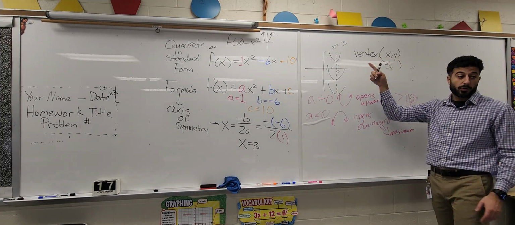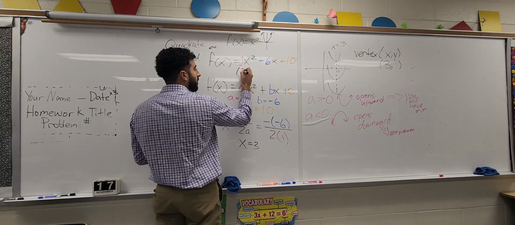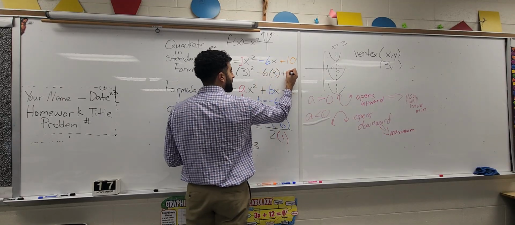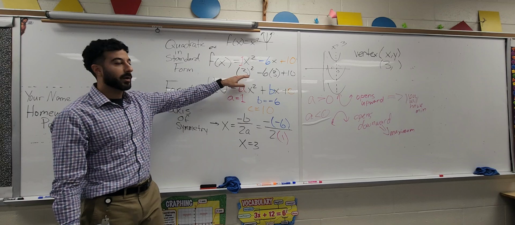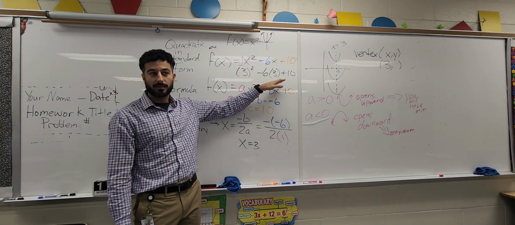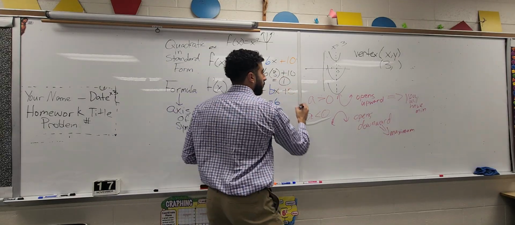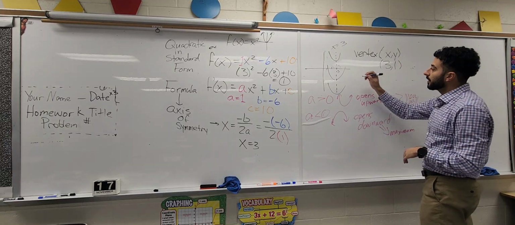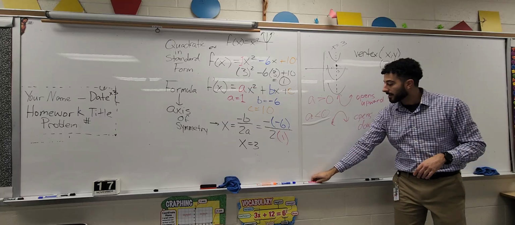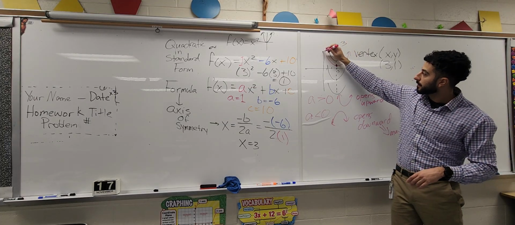And Logan, you plugged the 3 back in and it gave us 1? Let's take a look. 3 squared minus 6 times 3 plus 10. Class, what's 3 squared? 9. 9 minus 18? Negative 9. Negative 9 plus 10? 1. So we know this is going to be equal to 1, which means my vertex is at 3 comma 1. Here's my vertex, which means that it should look something like this.